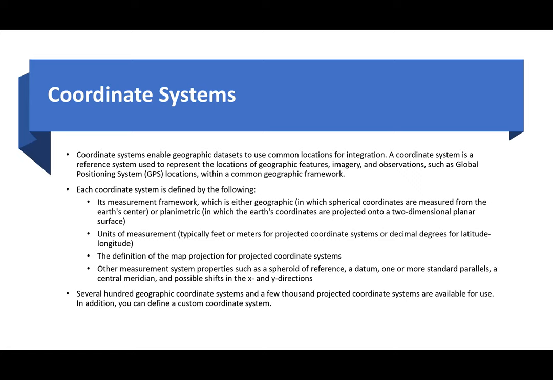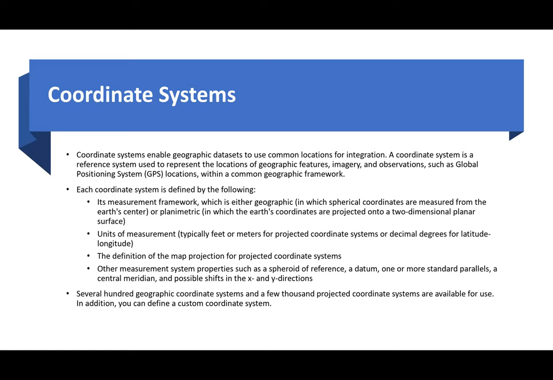A coordinate system is a reference system used to represent the locations of geographic features, imagery, and observations, such as GPS locations, within a common geographic framework. Each coordinate system is defined by its measurement framework, which is either geographic, in which spherical coordinates are measured from the Earth's center, or planimetric, in which the Earth's coordinates are projected onto a two-dimensional planar surface. So again, we're talking about the globe as a sphere, and then taking that sphere and flattening it out into a two-dimensional, flat surface.